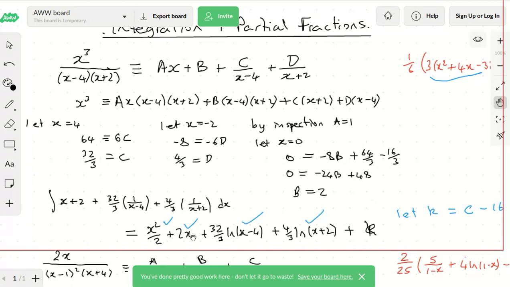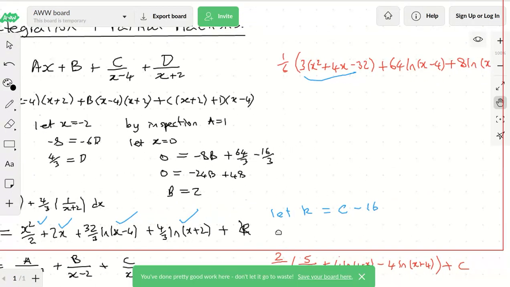And we can directly integrate all of that without thinking really. X squared over 2 plus 2x plus 32 over 3 ln|x minus 4| plus 4/3 ln|x plus 2| plus a constant on the end. Now, our constant isn't the same as their constant. That's why I called it plus c first, and then I've crudely gone over the top in pen and called it plus k instead, because our answer is the same as their answer.